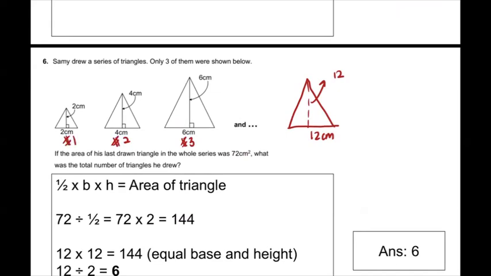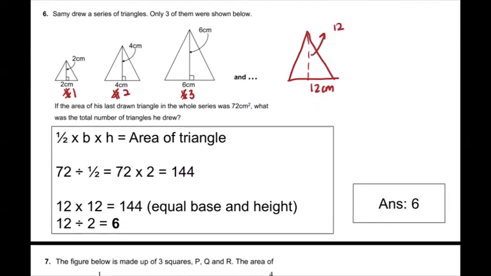Okay, how do you identify the pattern? You can just take the height and the base, divide it by 2. Okay, so pattern 1, 2 divided by 2, you'll get 1. Then pattern 2, 4 divided by 2, you'll get 2. Then pattern 3, 6 divided by 2, you'll get 3. Therefore, if the height is 12 or the base is 12, you just need to divide it by 2. So it's pattern number 6. Okay, or the triangle number 6, the 6th triangle.